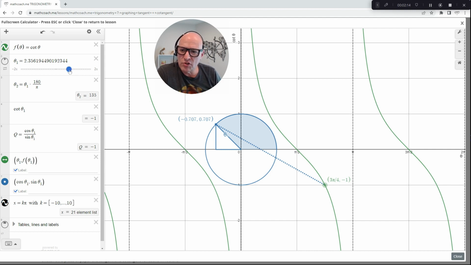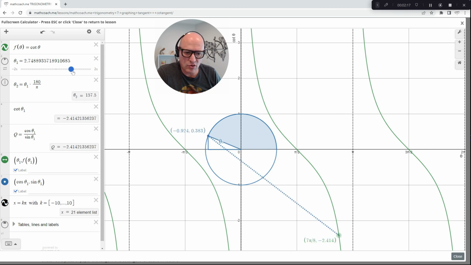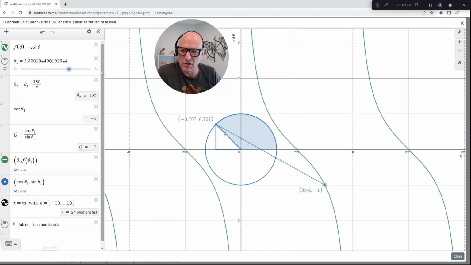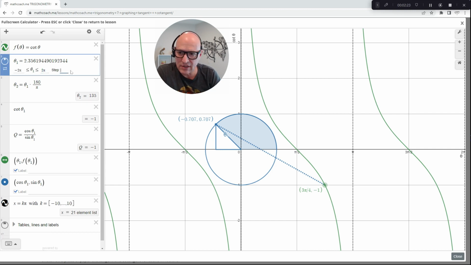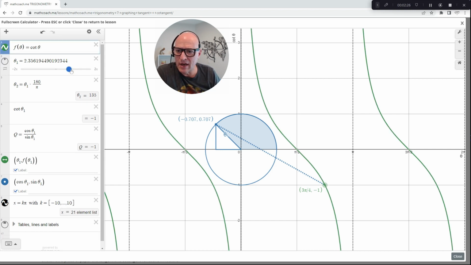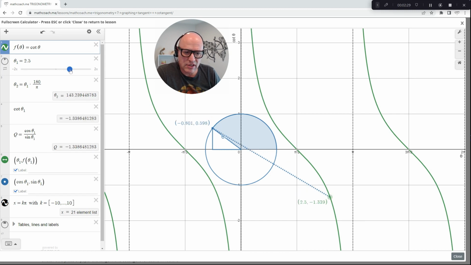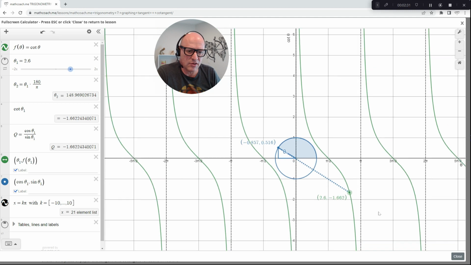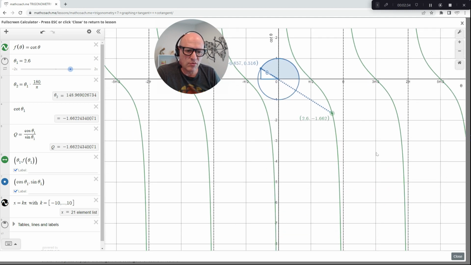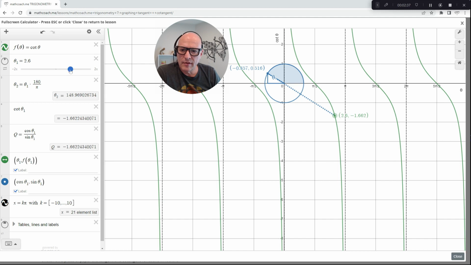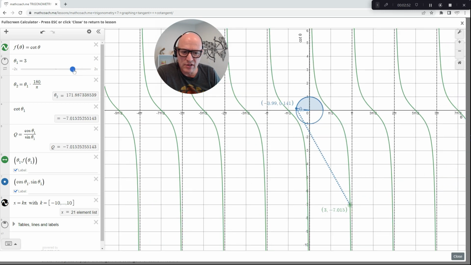So at 180 degrees, it gets larger and larger and larger. I'm going to change this. I'm going to remove this increment. I had an increment of pi over 8. So let's just slide it. Okay, and I'm going to change the scale as well. So as we are approaching 180 degrees, we can see that our cotangent ratio is getting more and more negative, larger and larger, right? And we can get it even bigger, and it's going to approach 180 degrees, but it'll never quite get there.